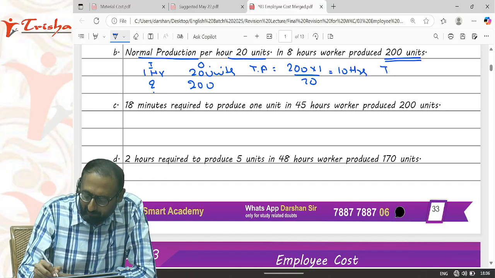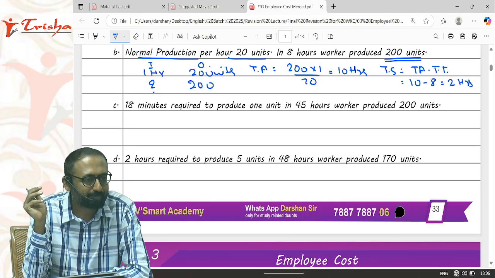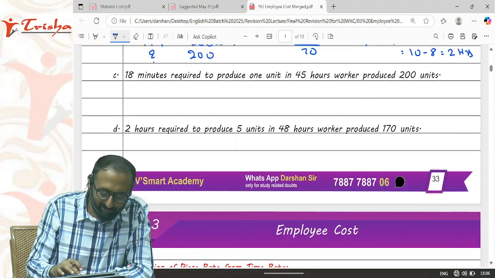And time saved is equal to time allowed minus time taken. Time allowed is your 10 hours, time taken is your 8 hours. So 2 hours will be saved by you. Is it correct, guys? Let's go to the third question quickly.